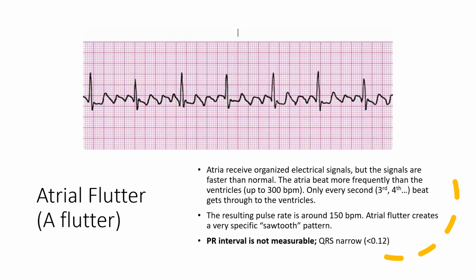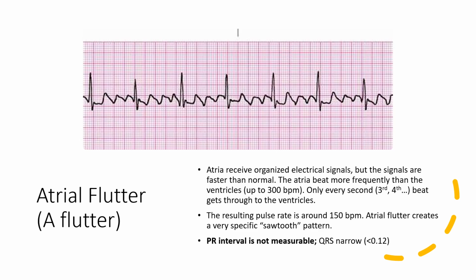So atrial flutter, again, has a very specific sawtooth pattern, which means that those P waves look kind of like waves on the ocean, or it looks to me sometimes like the fin of a shark. So the PR interval would not be measurable because we have more P's than QRS. But we could measure our QRS and know that it is still the narrow QRS of less than 0.12 seconds. So we have a regular rhythm. Our heart rate, we're going to have an atrial rate and a ventricular rate.